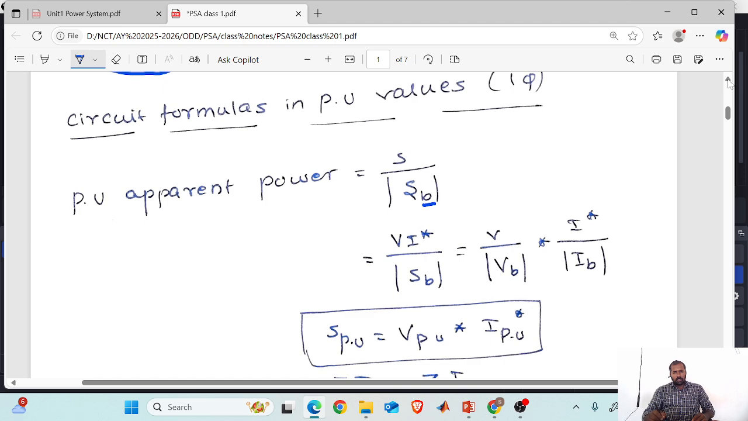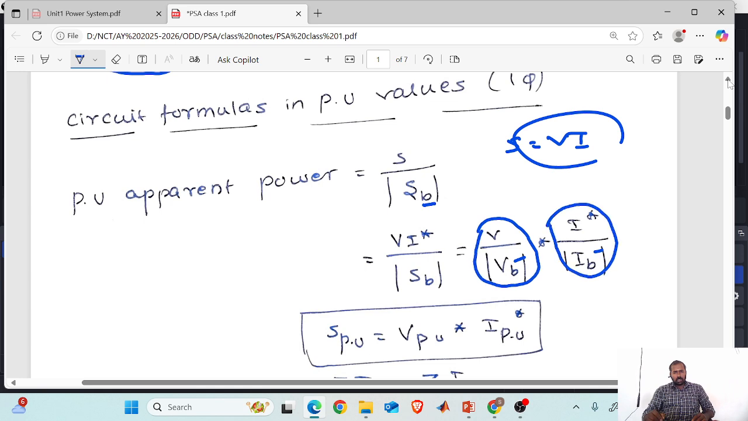So SB you can write in terms of VB into IB, right? So this S is equal to VI. So from this formula we can write VB, IB instead of SB. This looks like the actual value of voltage to the base voltage, and this is the actual value of current to the base current. So this is the per unit voltage, and this is the per unit current, right? So this is in the form of per unit quantities. So the per unit apparent power S per unit is equal to V per unit into I per unit.